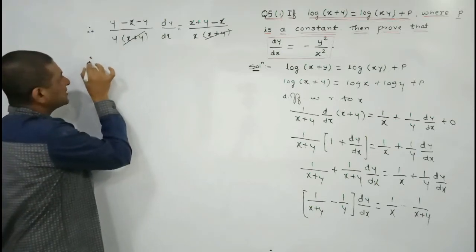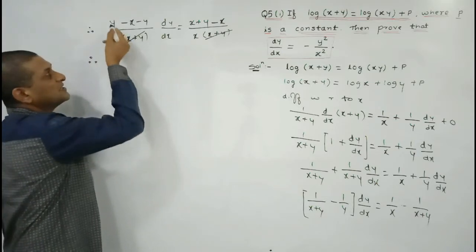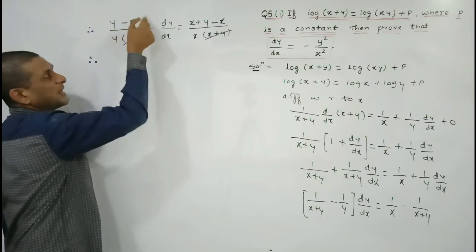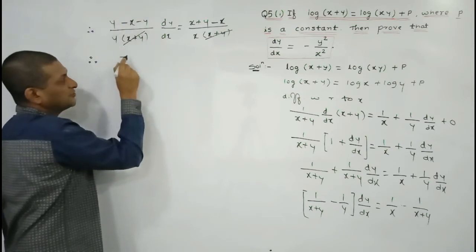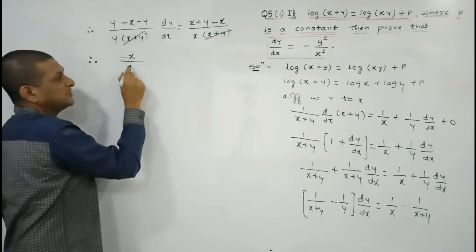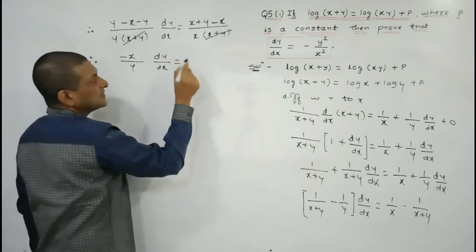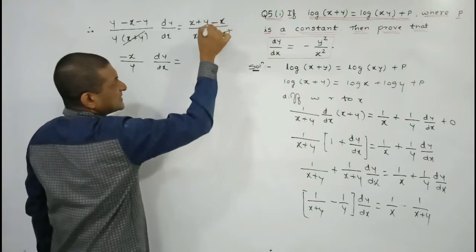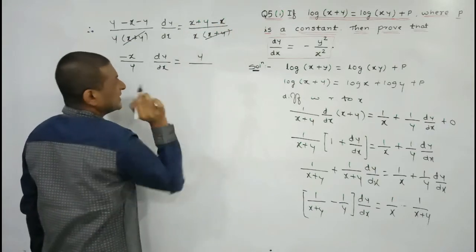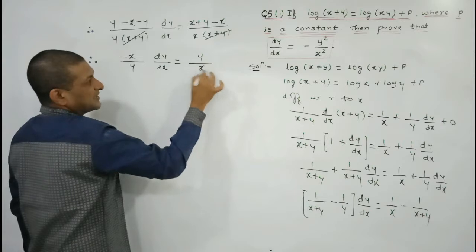Now simplified, check that in the numerator here easily we can observe that plus y and minus y will get cancelled. Remaining term in the numerator is minus x and in the denominator is y into dy by dx. Keep it as it is on this side. After cancelling plus x and minus x, remaining term in the numerator is y and in the denominator is x.